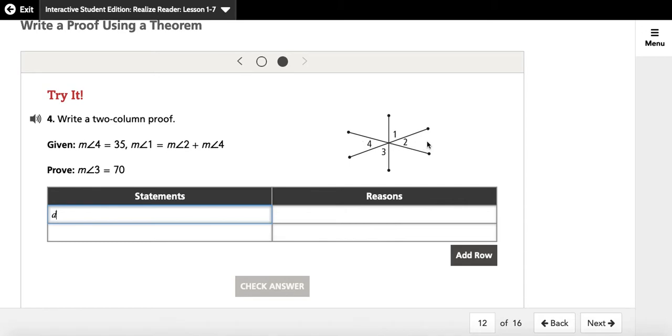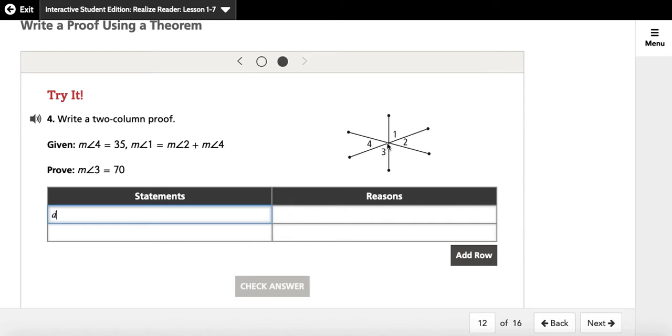They want us to prove the measure of angle 3 is 70. Well, I know the measure of angle 3 is the same as the measure of angle 1 because they're vertical angles. And they've told me the measure of angle 1 equals the measure of angle 2 plus 4. They told me the measure of angle 4 is 35.